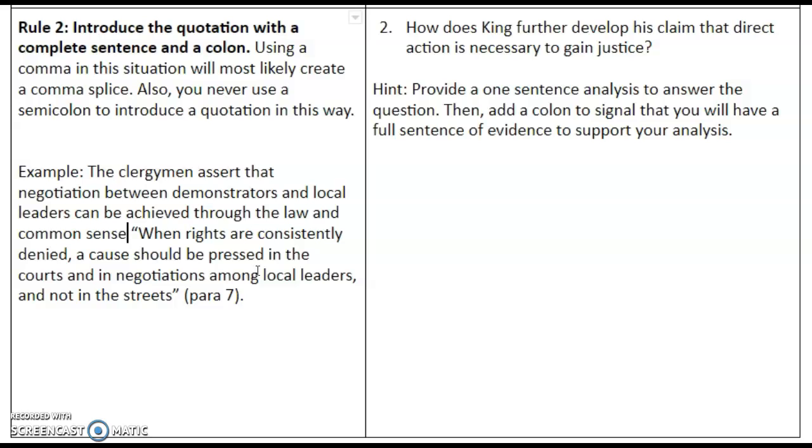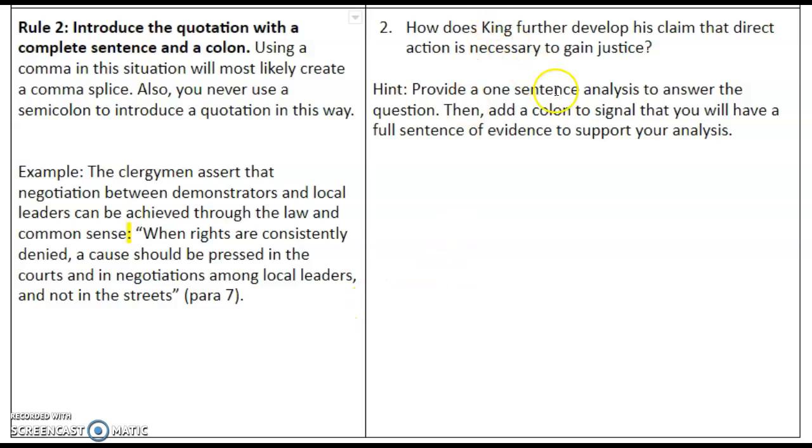So in this case, though, you have your analysis first, and then you add a colon. That colon signals, now I'm going to give you a full sentence piece of evidence to support my analysis. And this is nice because sometimes you don't have evidence, interpretation, analysis. Sometimes you want your analysis to come first because maybe you already gave a piece of evidence and now you need to connect ideas, which is analysis. So that's a nice spot to use this strategy.